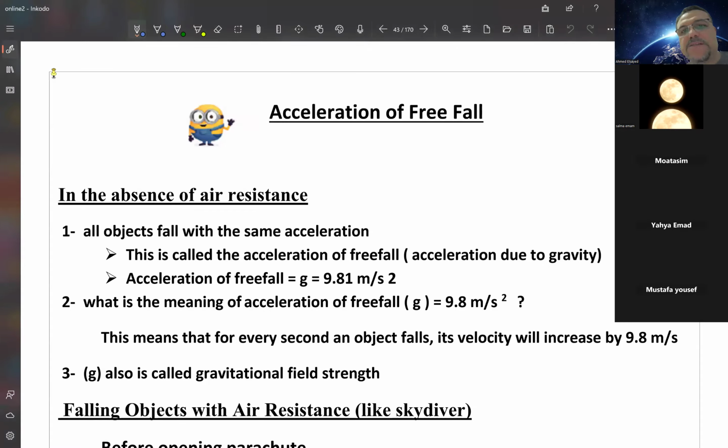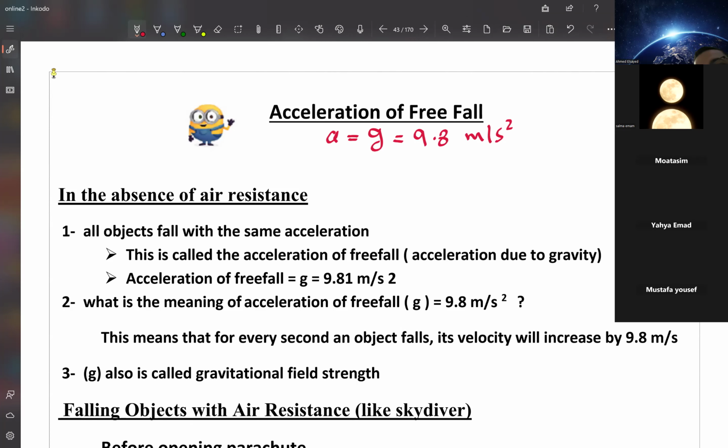As I said before, in acceleration of free fall, the question will explain the motion of a skydiver, any object falling in air, in terms of force and acceleration. So first, if we are talking about acceleration of free fall, we have to know acceleration of free fall equals g, and you know what g equals? 9.8 meters per second squared.